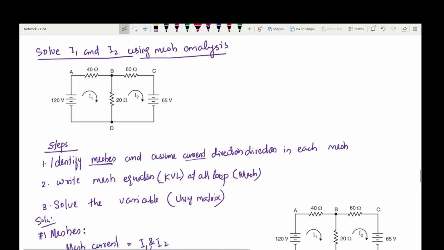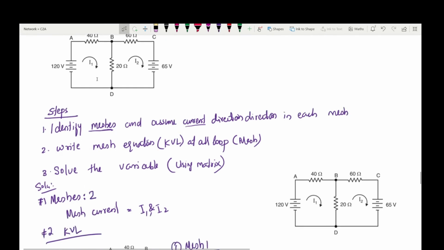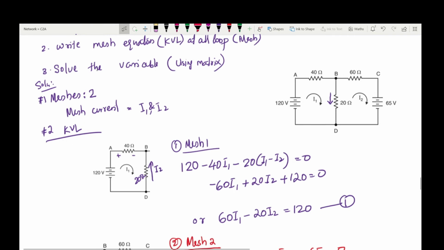Now we have identified the meshes. How many meshes are there? Two meshes are there. So here we need to find the mesh currents I1 and I2. The next step is to write the mesh equation, that is, KVL at each and every mesh. Let's take mesh 1. What is mesh 1? A, B, D, A.